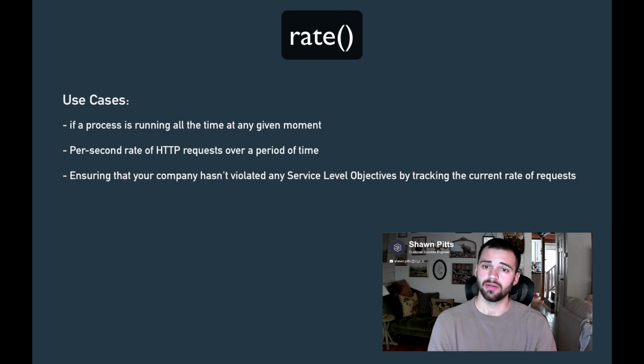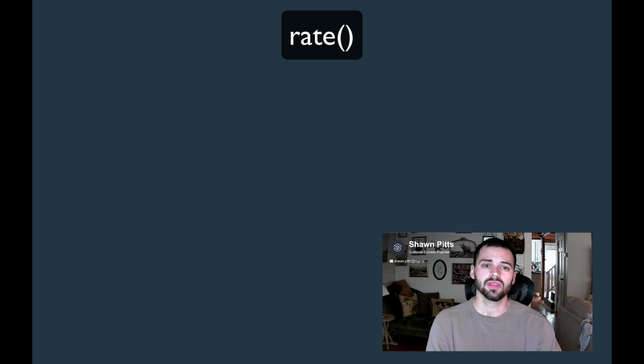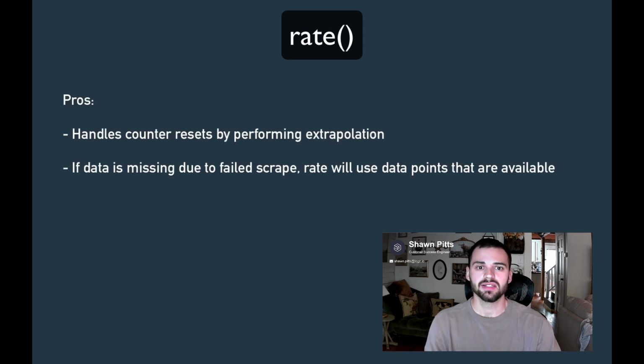For example, maybe you just want to know if a process is running all the time at any given moment, or ensuring that your company hasn't violated any SLOs or service level objectives by tracking the current rate of requests. Whatever the use case may be, rate is a super powerful function that you can use within Prometheus. What's so awesome about rates is that it has a brilliant way of handling counter resets and making inferences to avoid incorrect calculations. So let's take a look at the syntax and break down what this looks like in PromQL.